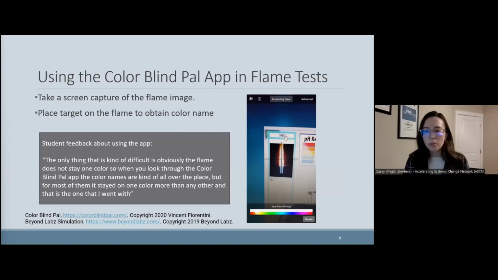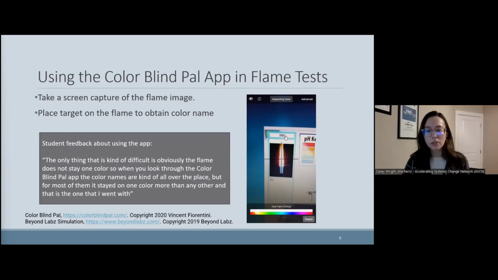And so when we used the Colorblind Pal app in this lab, what I could do was anticipate, with the simulation of color blindness, which ions might be difficult for students to collect color observations on. Then students could use the app in the lab. They could take a screen capture of the flame image and place the target on the screen. So you're seeing here an image of a sodium metal ion being burned in the flame test, and it's saying that it's a very faint orange color.